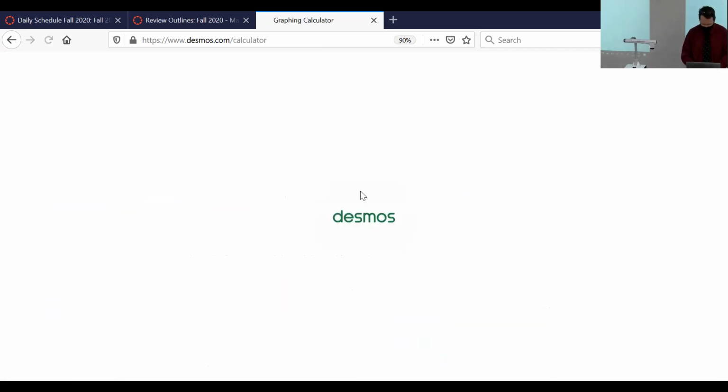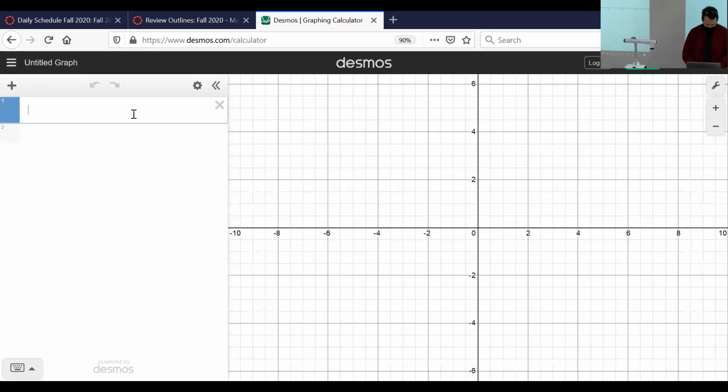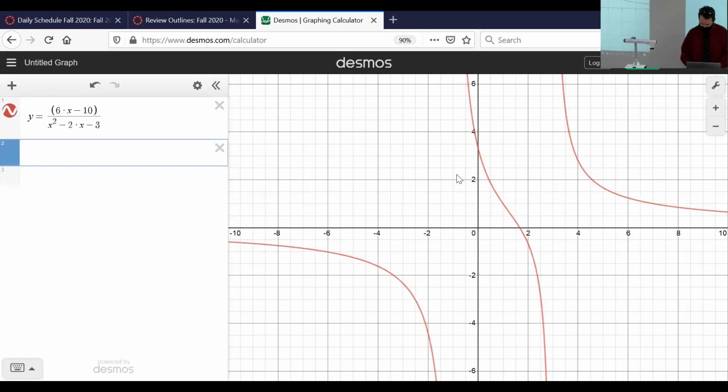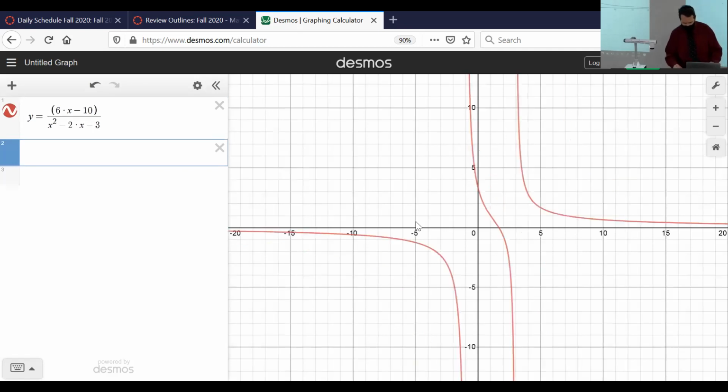So let's go ahead and do y equals 6 times x minus 10 divided by x squared minus 2 times x minus 3. Okay, so we get this right here, and if I zoom out just a smidgen, you'll see it a little better. Obviously, you notice that we have some asymptotes here when x is 3 and x is -1, coming from where the rational function is not defined, right? That's where it causes divide by 0, and divide by 0, we don't do that. That destroys the work.